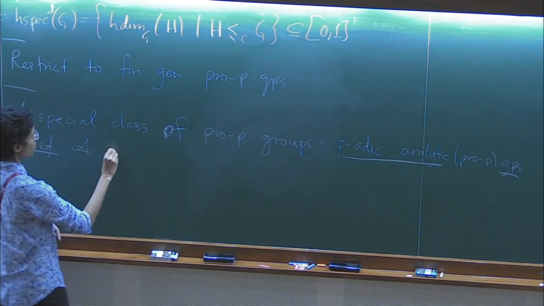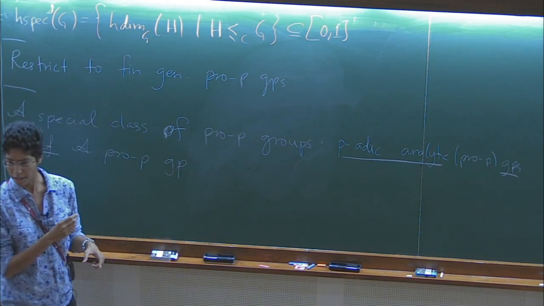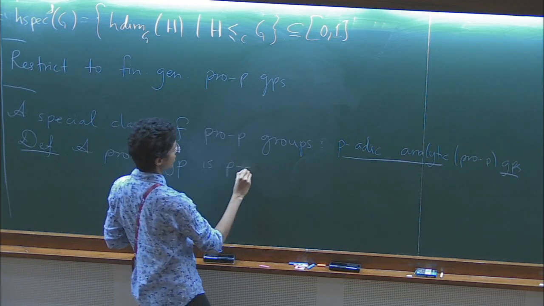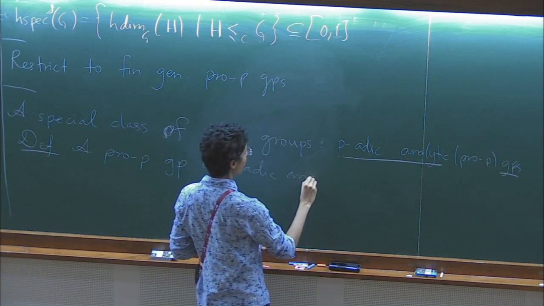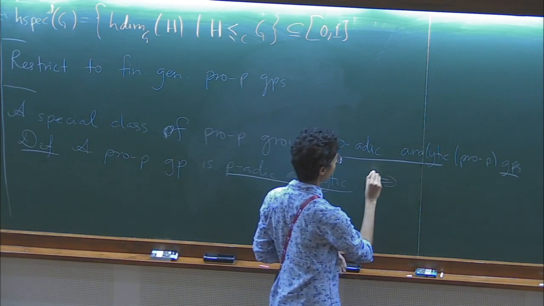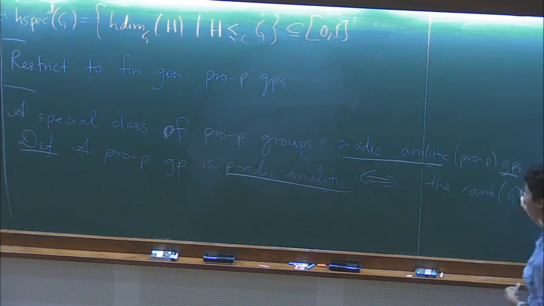So a pro-p group is p-adic analytic if in some sense it's reasonably close to being abelian. What does that mean? That's quite vague. G is p-adic analytic if and only if the following one-line condition holds: the rank of G, and I'll tell you what that means, is finite.